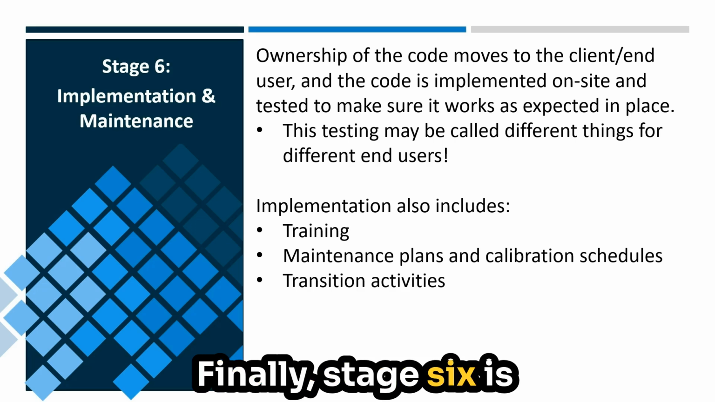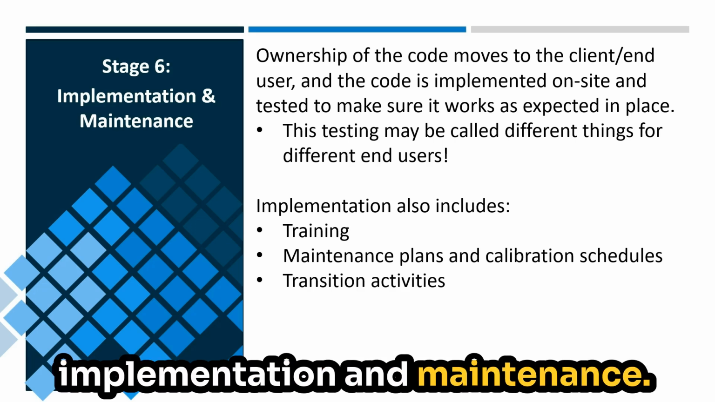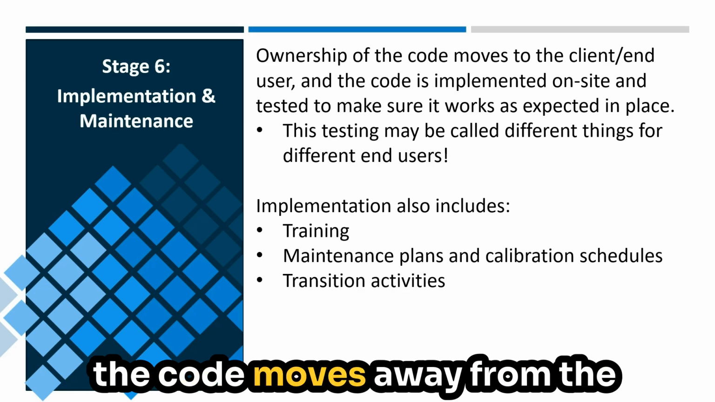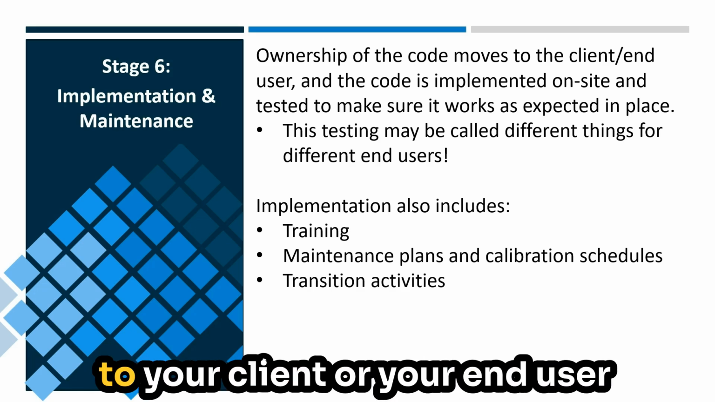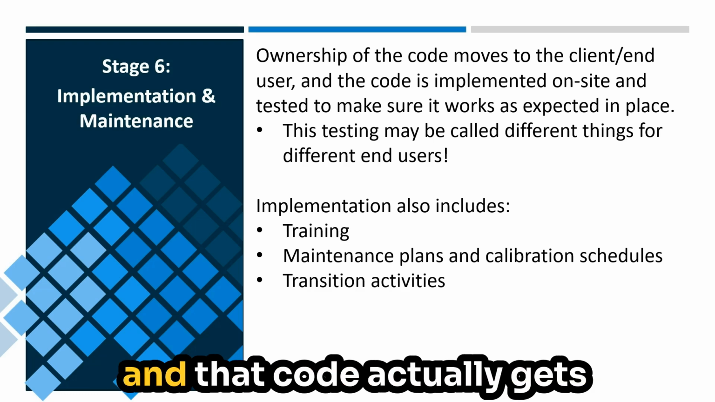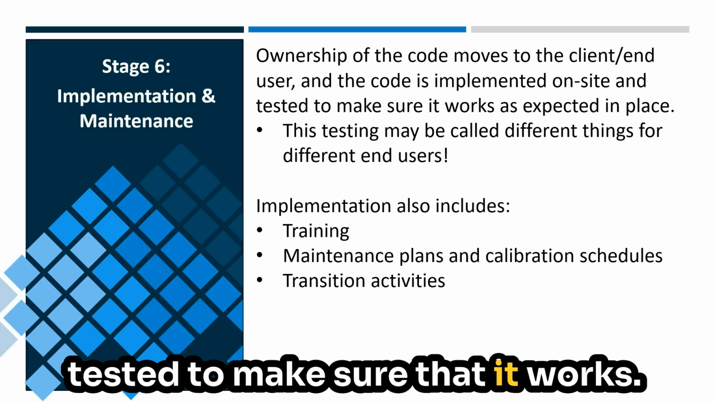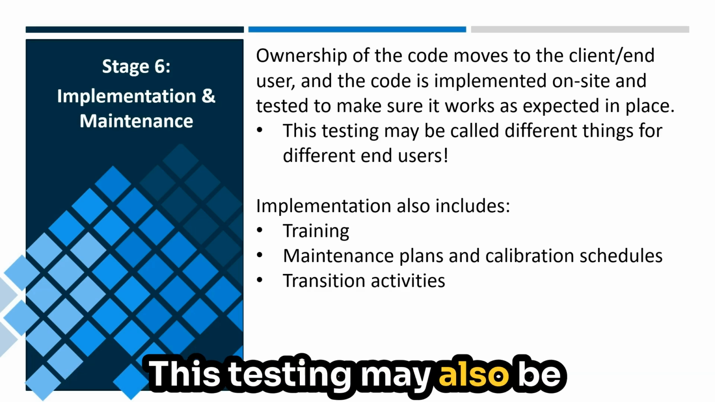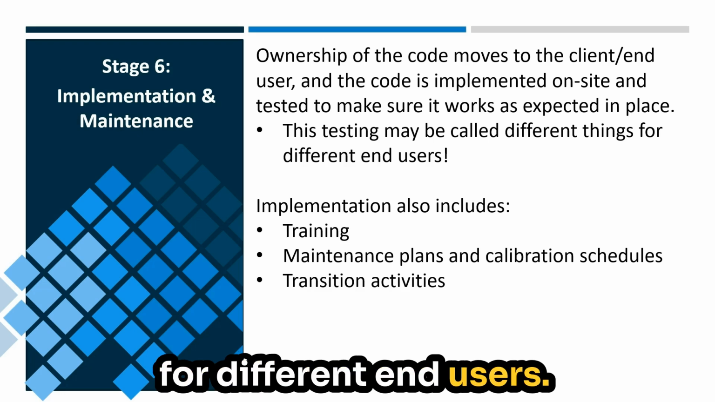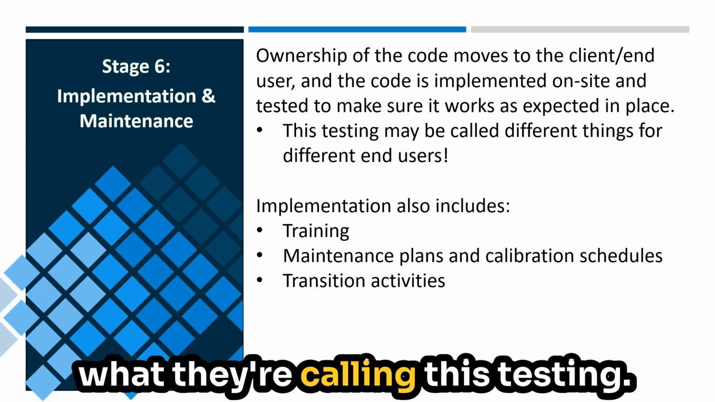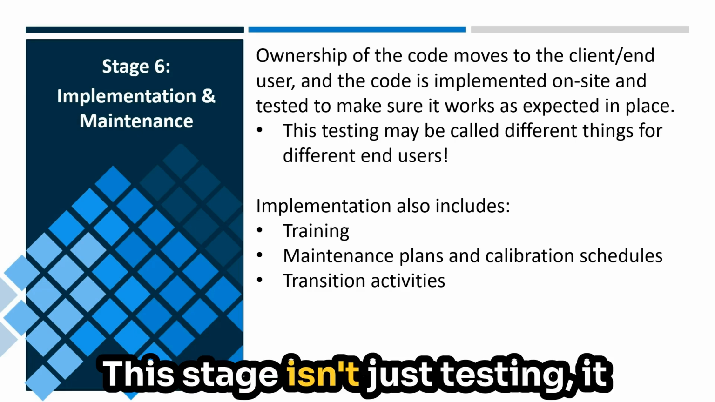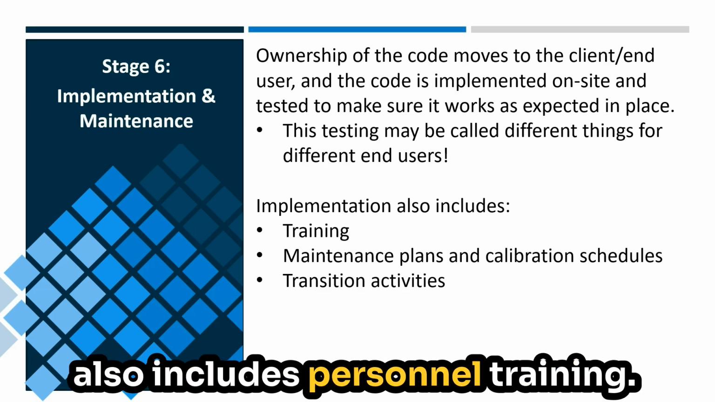Finally, stage 6 is implementation and maintenance. This is when the ownership of the code moves away from the software development team to your client or your end user, and that code actually gets implemented on site and then tested to make sure that it works. This testing may also be called different things for different end users, so check your end user to see what they're calling this testing. This stage isn't just testing, it also includes personnel training.